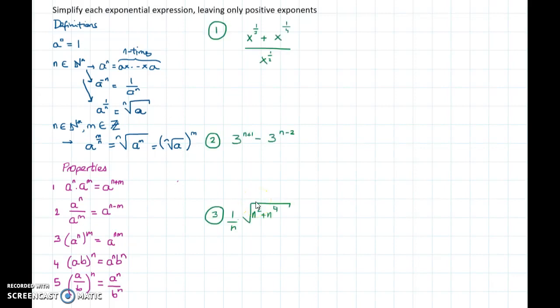I wrote here the three expressions that we want to simplify, and I think at this point we should stop the recording for a bit, so I give you time to try to simplify the first one before we do it together.